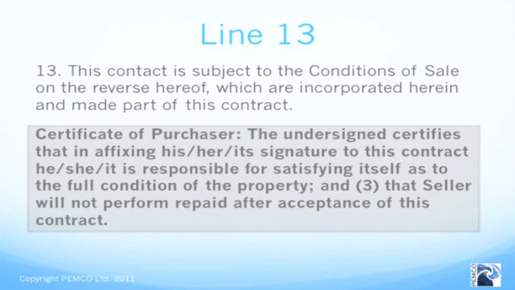Line 13 is the certification of the purchaser. Your buyer's name and current address will auto-populate beneath the text. A signature in blue ink will still be required beneath the typed version of your buyer's name.